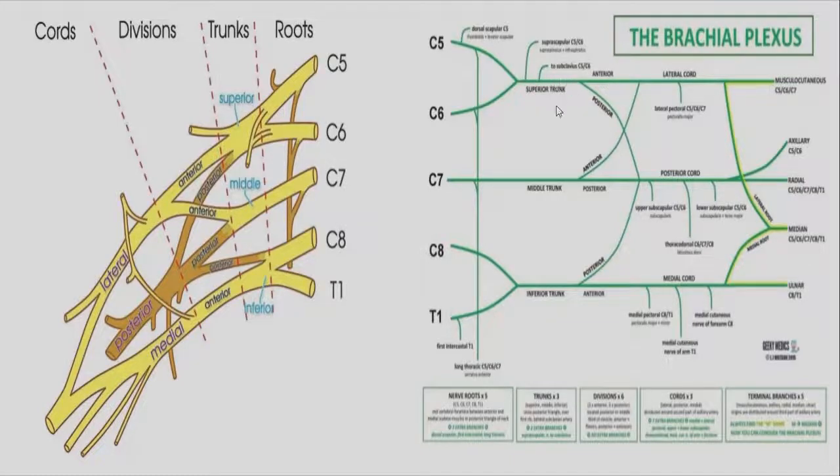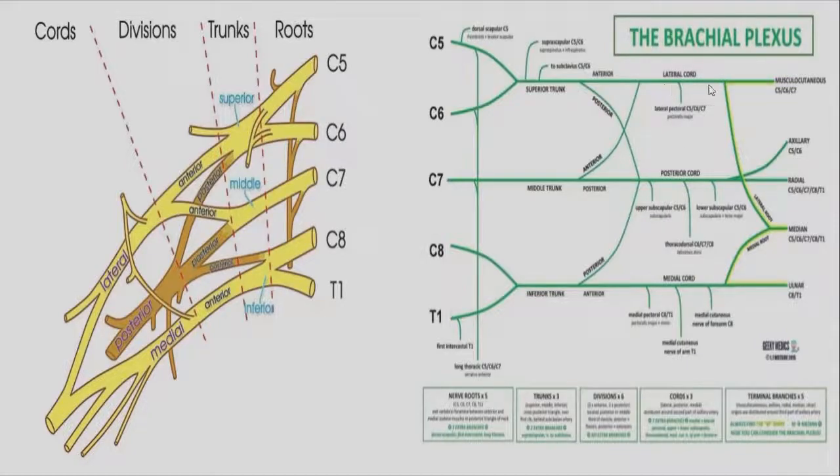So only the upper trunk, or the superior trunk, has branches, and the two branches are the suprascapular nerve, which is C5, C6, as well as the nerve to the subclavius, which is also C5, C6. The divisions have no branches coming from them. Then from there, we'll go to the cords.